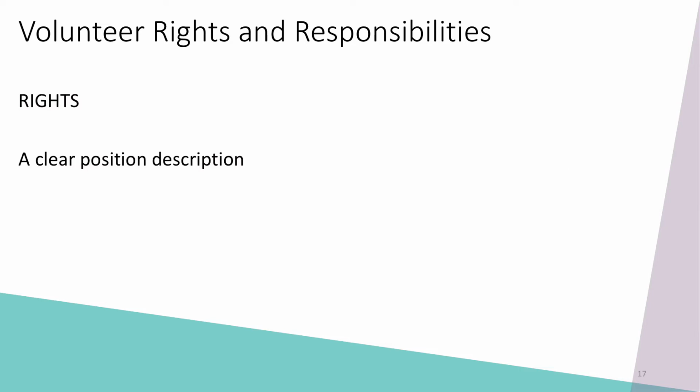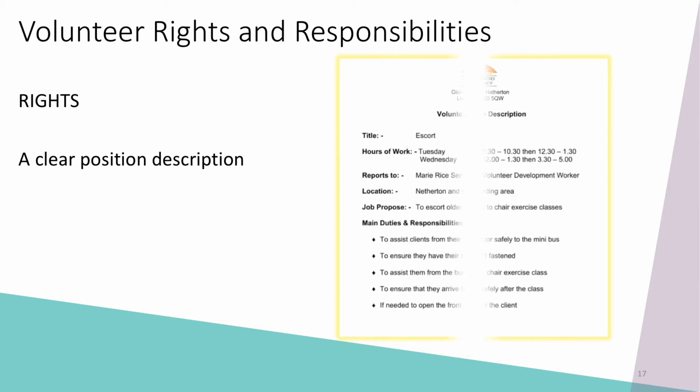So the first right we'll look at is a clear position description. You need to know what you're signing up for. You should be told what the organisation does and what you are expected to do within it. Ideally, you'll get the opportunity to negotiate your duties. If you really hate data entry and love setting up events, try and get yourself a role setting up events, doing what you prefer. Organisations that involve volunteers want to hang on to them, so they want them to be happy.